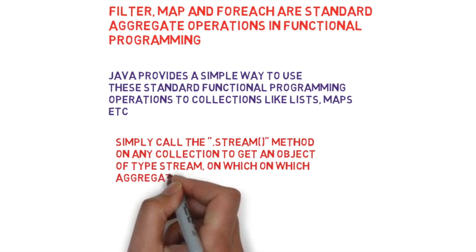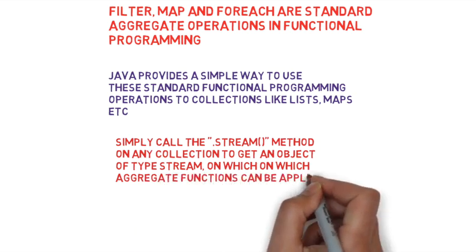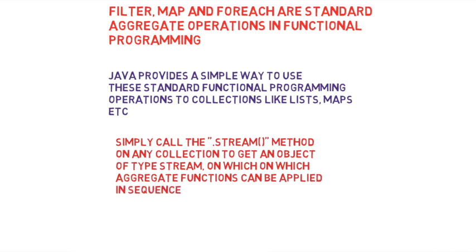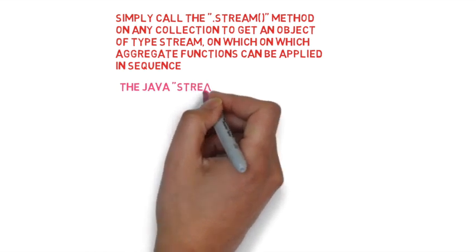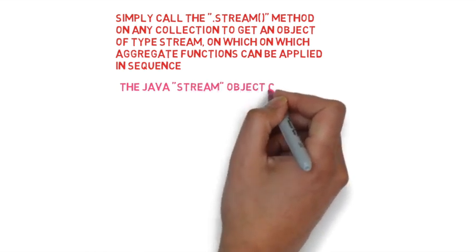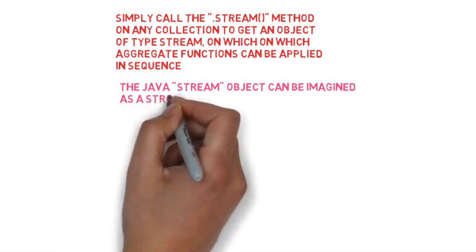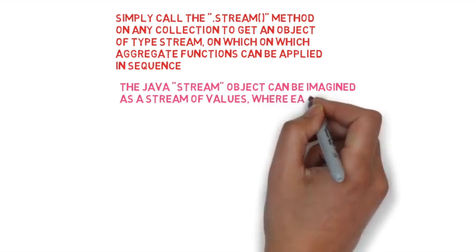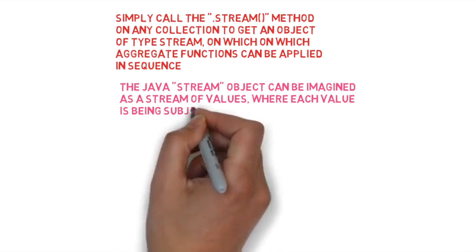So what is a stream? The easiest way is to go back to our original analogy of the conveyor belt. The .stream method will basically convert this collection to a conveyor belt format which streams down. Aggregate operations are basically the different stations at the conveyor belt, and they can be applied on the stream. The Java stream object can also be imagined as a stream of values where each value is being subjected to an operation.